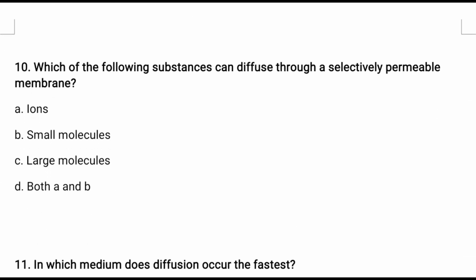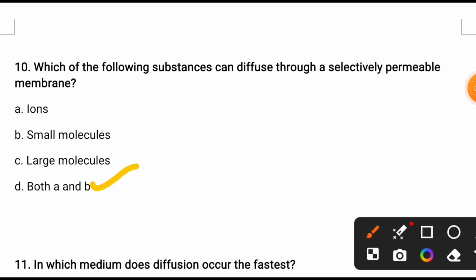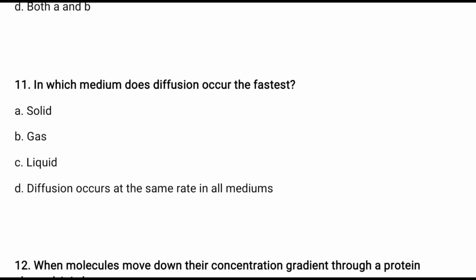Which of the following substances can diffuse through a selectively permeable membrane? Options are ions, small molecules, large molecules, A and B. So here the correct answer is A and B. That means ions and small molecules can diffuse through a selectively permeable membrane. Okay, let's see the next question.